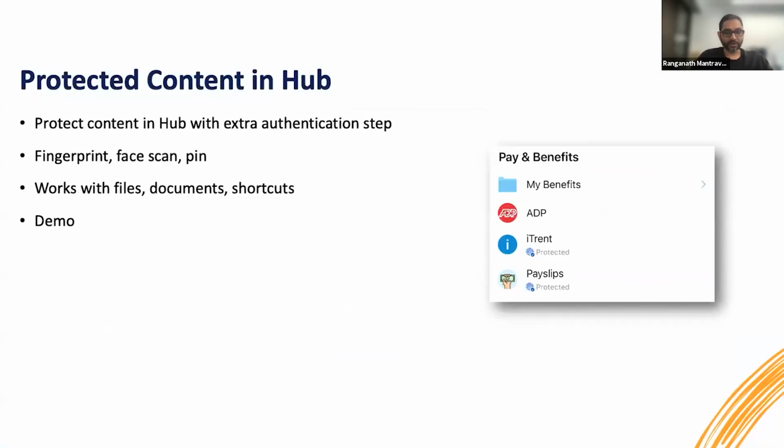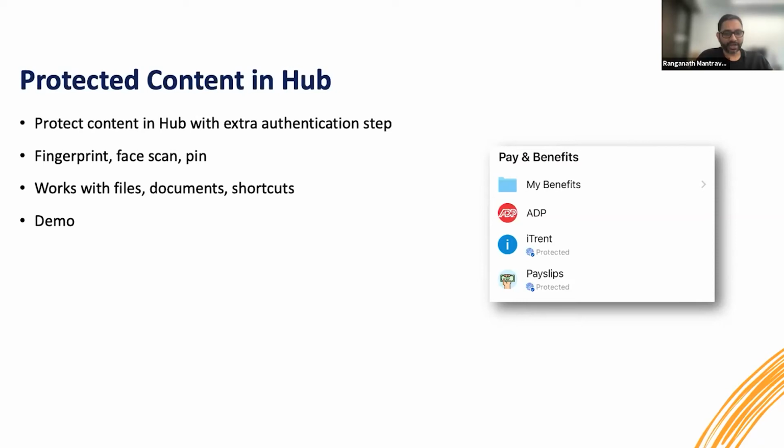Now, the more you use the hub in Blink to share items like files, digital forms, pages, shortcuts, etc., with your workforce, the more likely it becomes that you might want to share items that are a bit more sensitive. And ideally, you want to make sure that those items don't end up in the wrong hands, especially when they're accessed from the mobile, because the device can be lost or stolen. So this is where the protected content feature comes in.